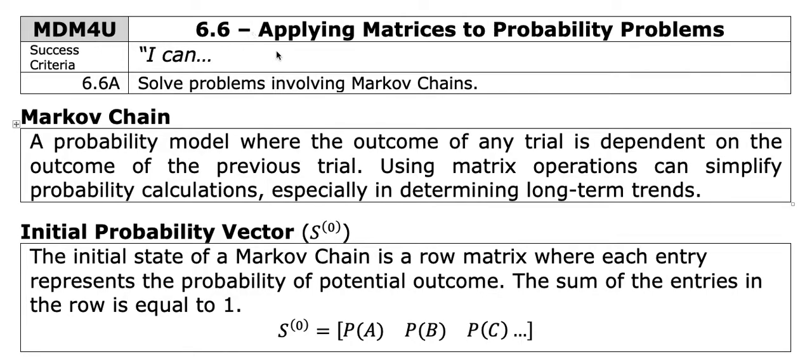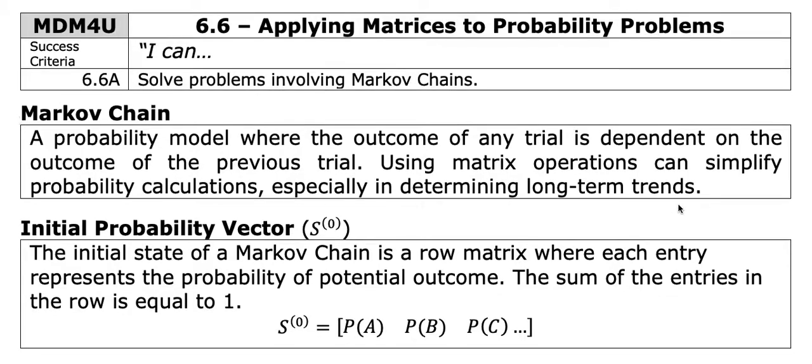MDM4U 6.6, Applying Matrices to Probability Problems. So what we're going to be learning about is a Markov chain. This is a probability model where the outcome of any trial is dependent on the outcome of the previous trial. So this is dependent probability. Using matrix operations can simplify probability calculations, especially in determining long-term trends.